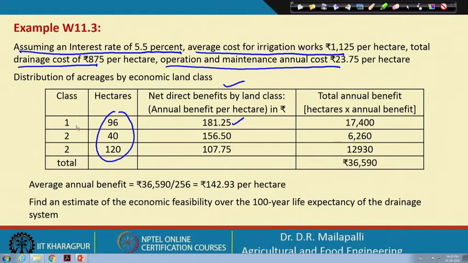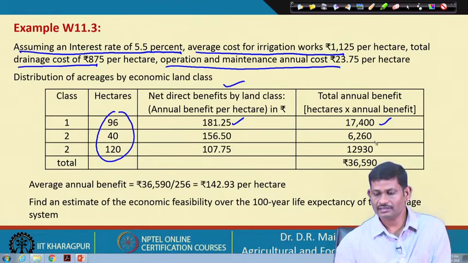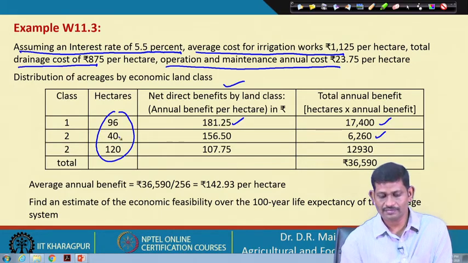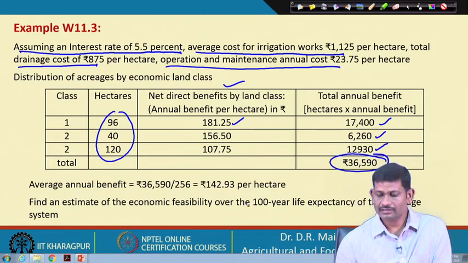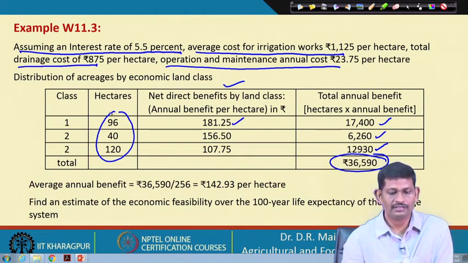So, based on the classes, 1 to second class, the classes are based on soil group or productivity, and then the total annual benefits. The hectares multiplied by these annual benefits, you get 17,400, 6,260, that is 40 into 156.5. Then the total would be 36,590 as the total annual benefit from the particular land.